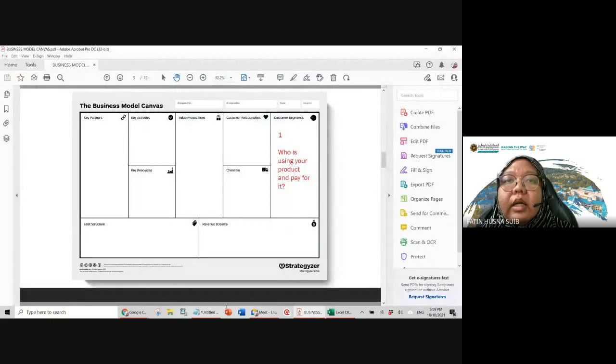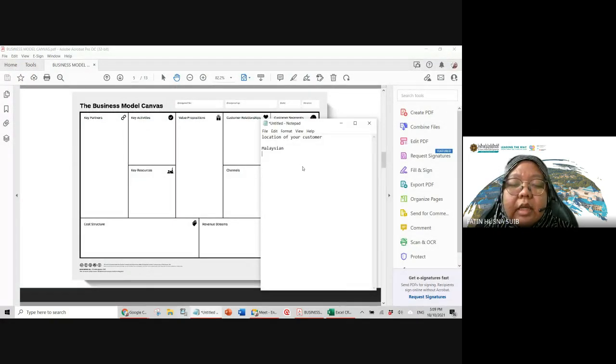And then you can consider talking about gender or maybe hobby, or maybe passion, or maybe trend or something lah, trendsetter, whatever. For example, you are selling Choco Jar, okay? You are selling in Kuala Lumpur. If you are selling in Kuala Lumpur, you put Kuala Lumpur. Or Klang Valley, Kuala Lumpur and Selangor is called Klang Valley. Okay. Location is very important.